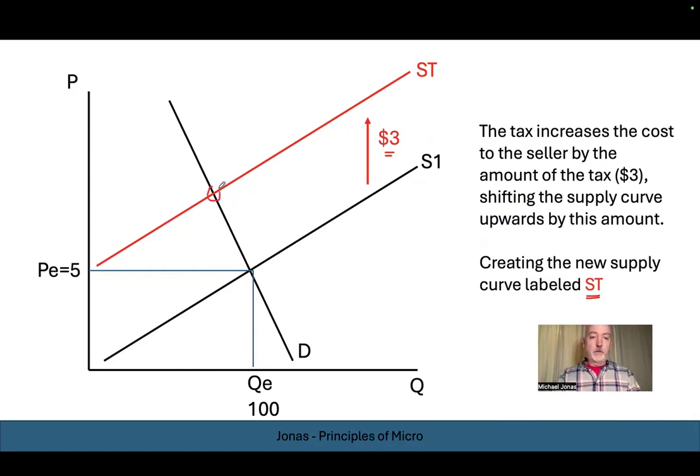So make note of this point here, right? The intersection of the new supply curve and the original demand curve, that's going to be the new after-tax equilibrium for the consumer. And we note that it's at a higher price and a lower quantity than the original equilibrium. Our next task is going to be to figure out numerically exactly where that is.